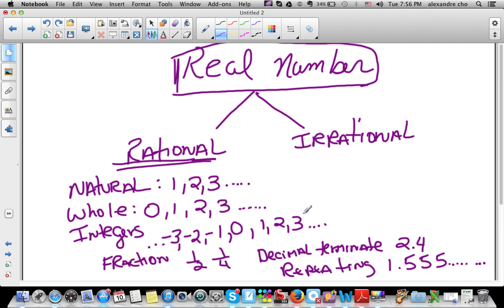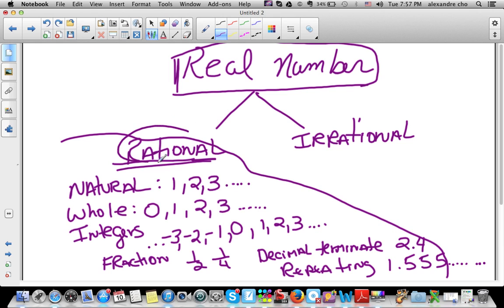So any number that is in this area right here is a rational number. Okay? If it's a repeating decimal, if it's a terminating decimal, if it's a fraction, if it's an integer, a whole number, any of these categories, they are rational numbers. Okay?